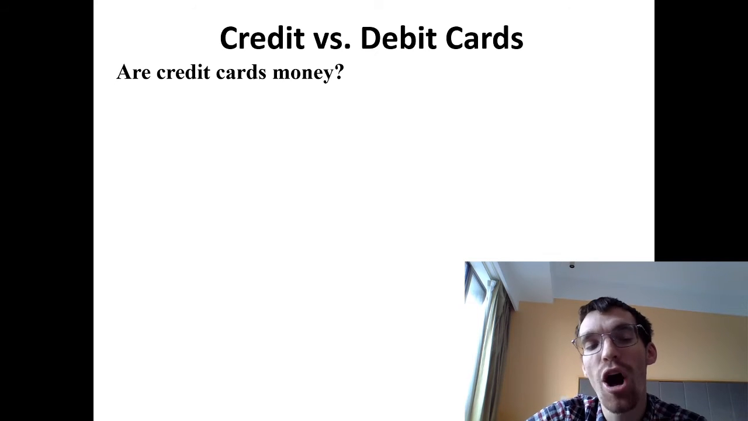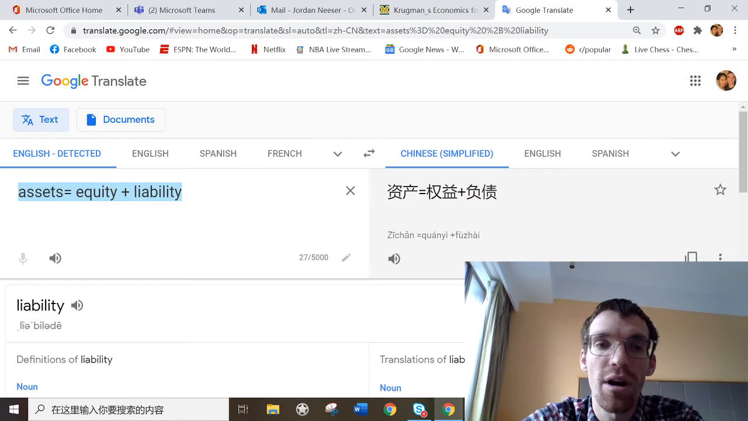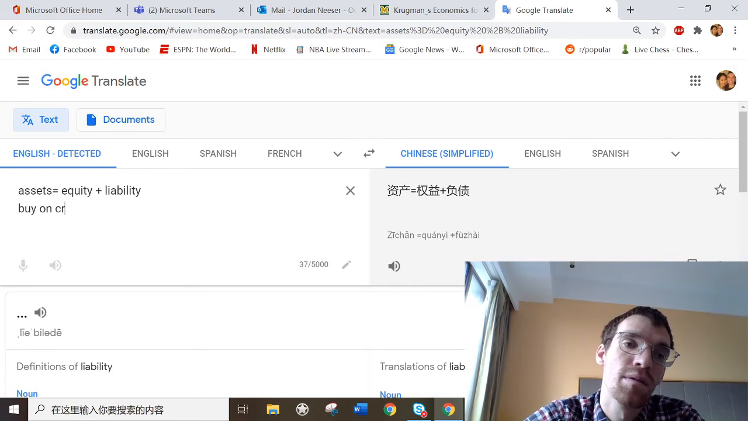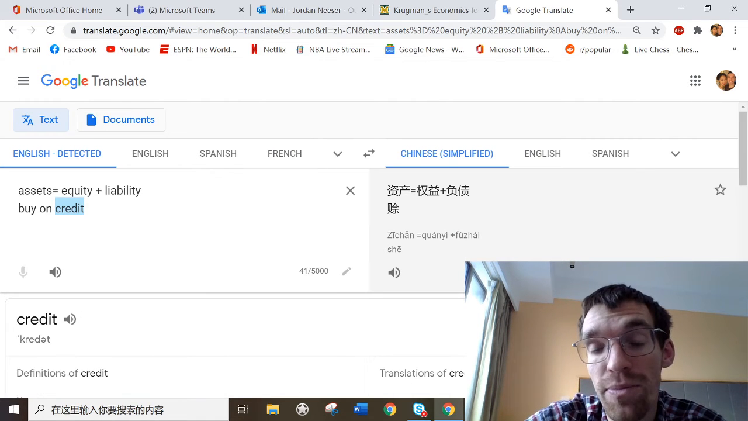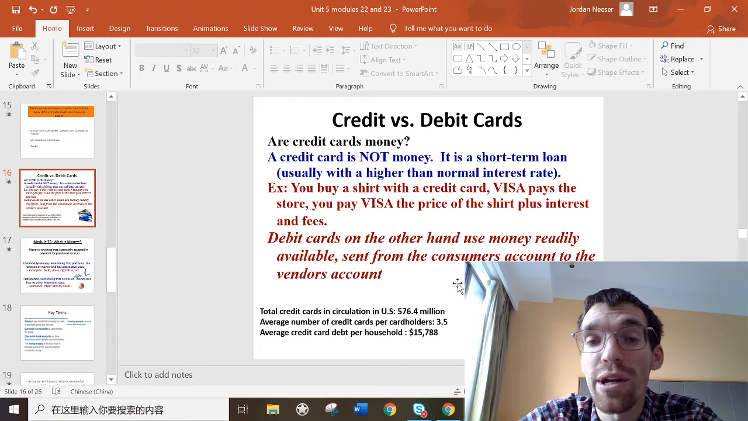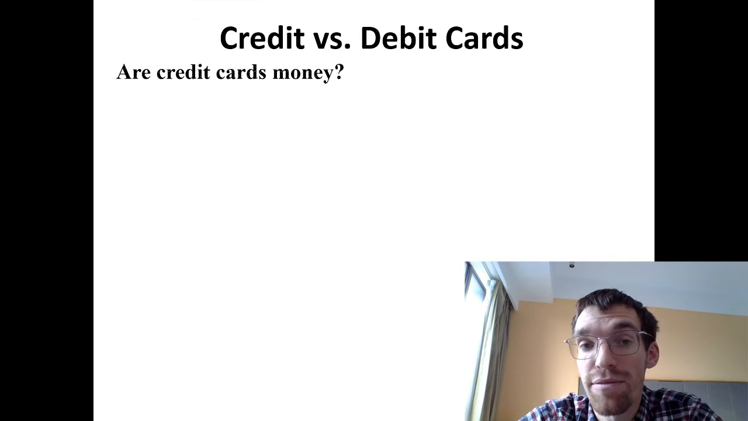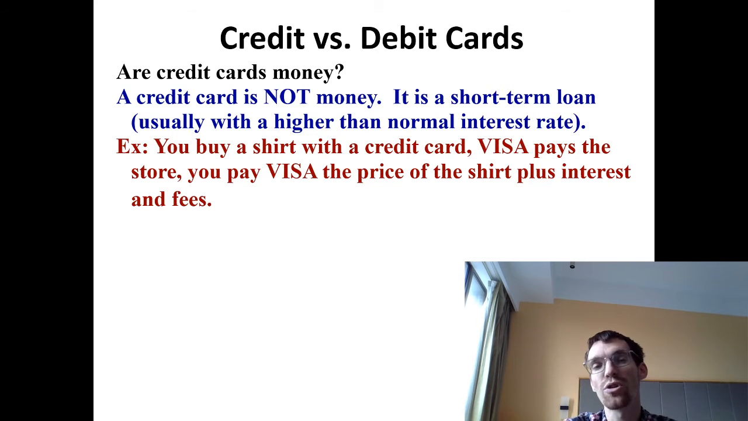If I buy on credit, maybe you guys have heard that phrase before, buying on credit, then that means you don't need to pay for it right now. You can actually pay for it slowly over time, okay? So a credit card is a type of loan, right? It's a short-term loan with a higher than normal interest rate. And why is that? What's going on there?